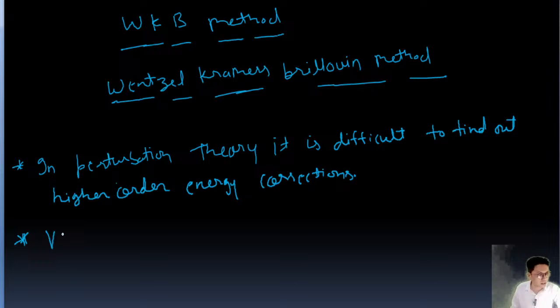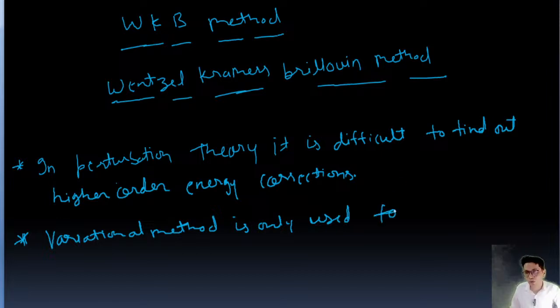The variational method is only used for finding the ground state energy. So in the variational method, we find the ground state energy.